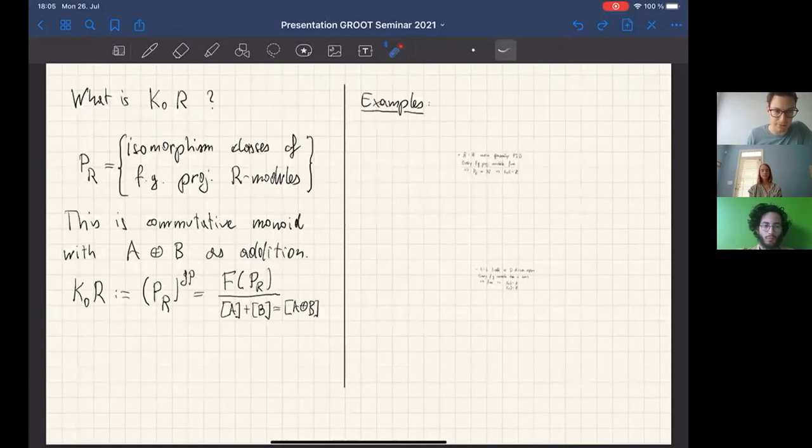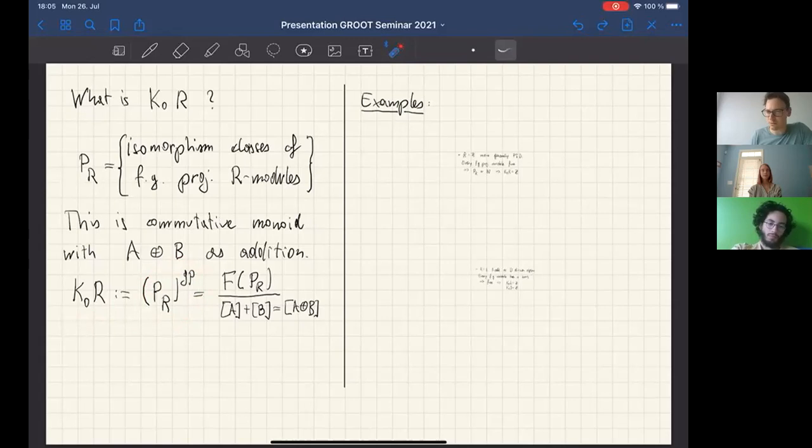Okay, so what is K0 of R? Let P(R) be the set of isomorphism classes of finitely generated projective R modules. Then this is a commutative monoid with taking direct sum of projective modules as the addition. And then K0 of R is just defined as the group completion of this commutative monoid. It's also called the Grothendieck group.